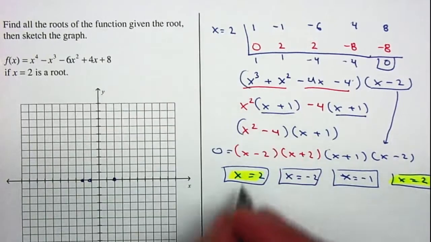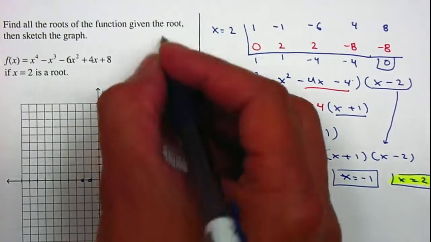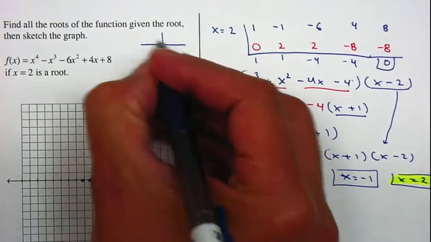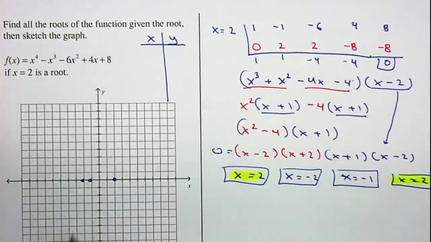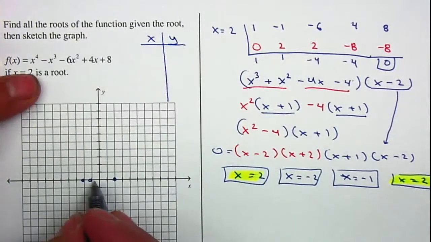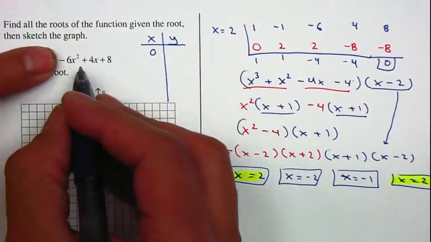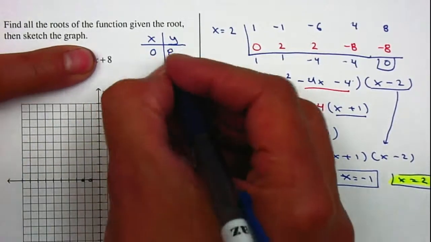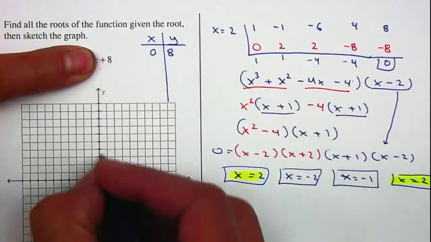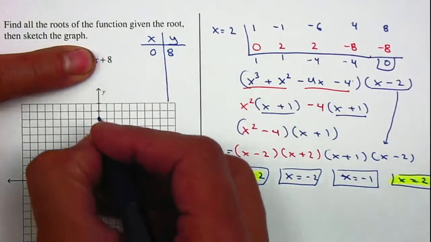I'm going to make a quick table of values so I can find other values. I'm going to plug in values for x, and that will give me values for y. I'm going to start by plugging in a 0. If I plug in a 0, this will give 0, 0, 0, 0, so it gives me an 8. So another point is 0 and 8.